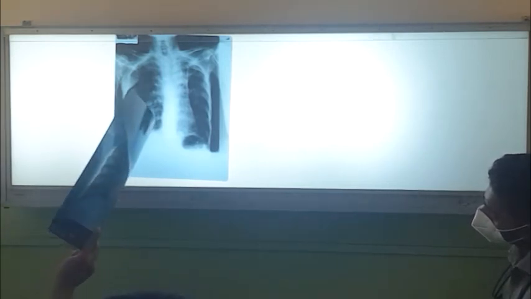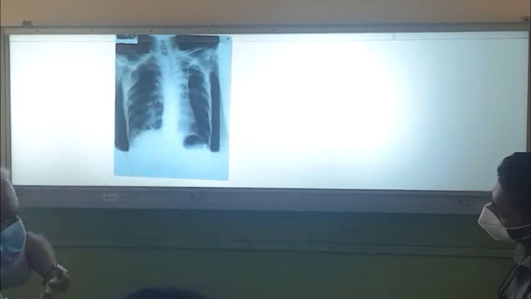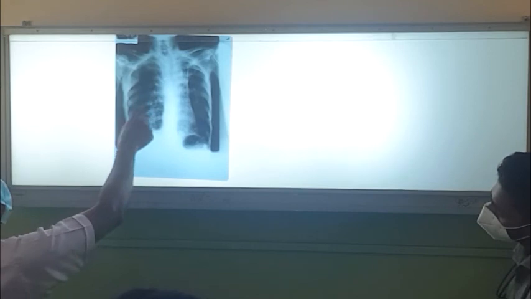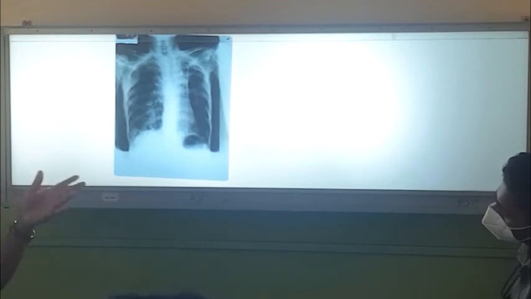And then on the right side you have some inflammatory shadows, and you can see the whole spine. So this is an overexposed film also, right? And in this area some pneumonic changes are there. And in addition to that, there is some other change. Can you all detect this?